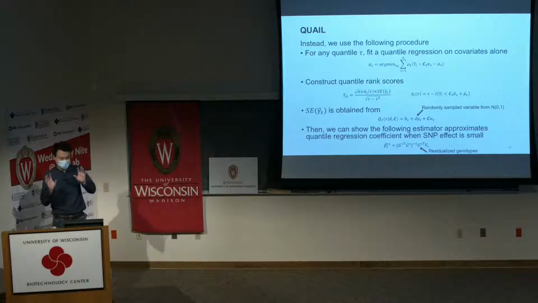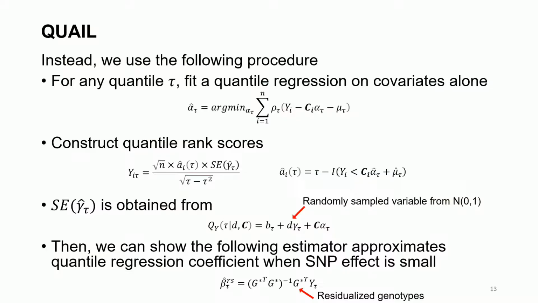But the good news is Jiaxin figured it out. I'll tell you what we do and eventually try to give you some intuition about what this is about. The idea is that you need to do it in several different steps. The first step is to fit a quantile regression for all the quantiles you're interested in, but by regressing the phenotype on covariates only. There's no genetics in it. After you regress out the covariates, you can construct, as in the second bullet, these so-called quantile rank scores.